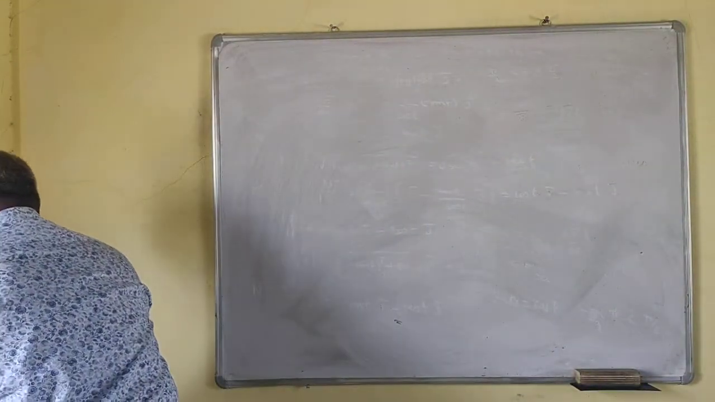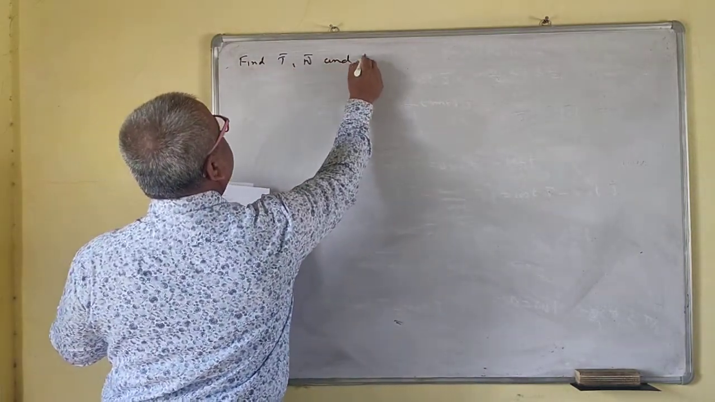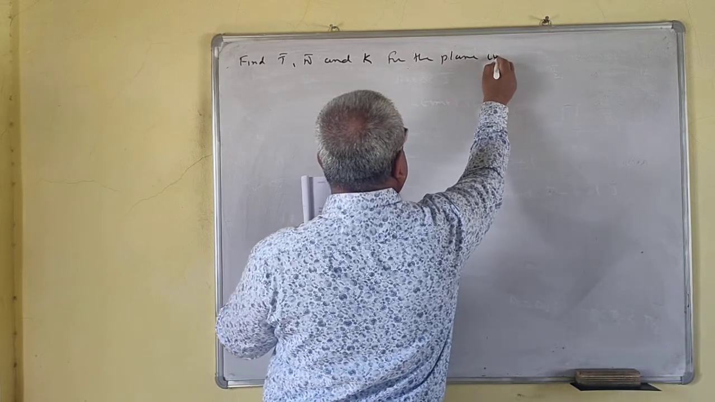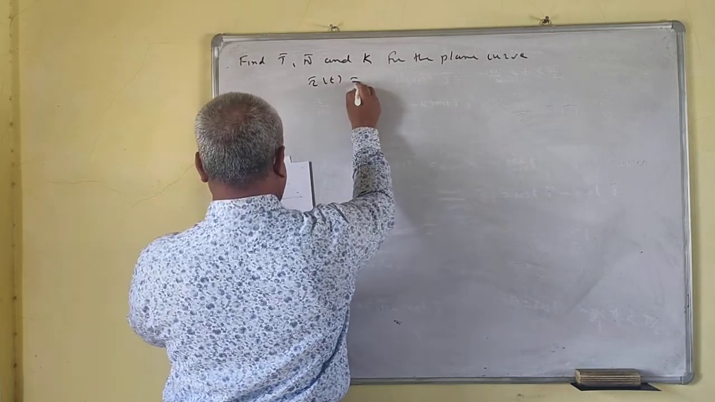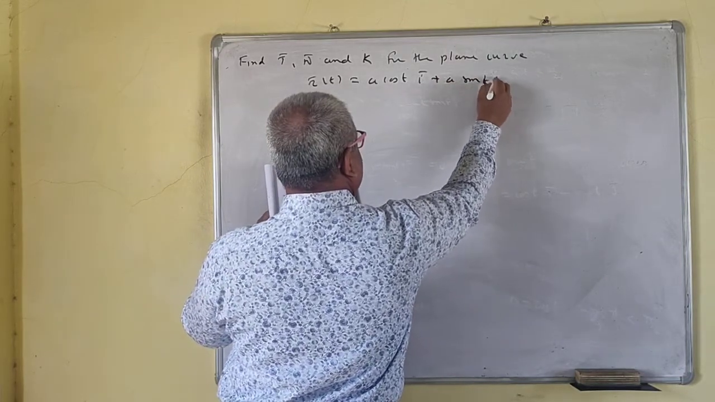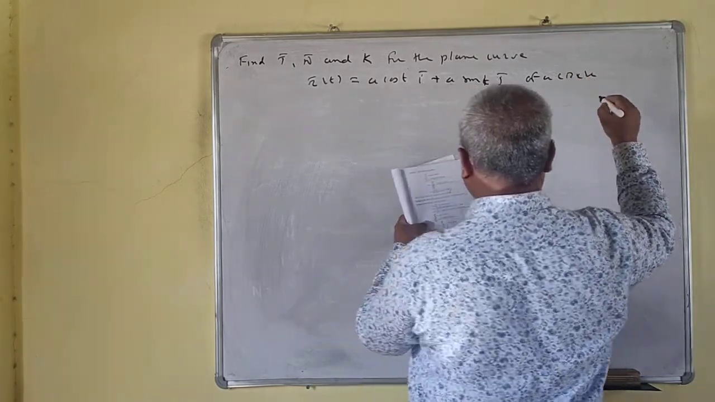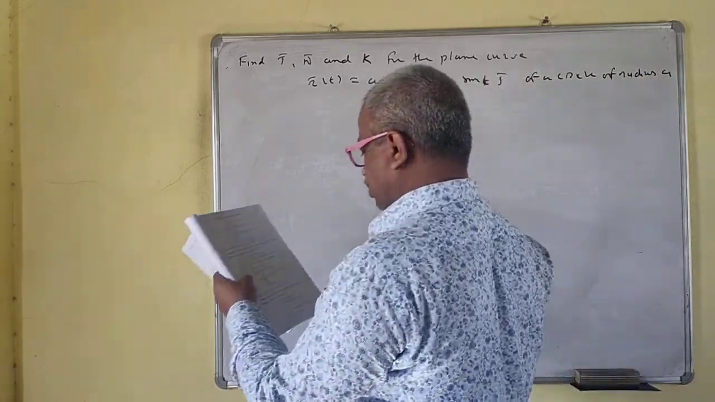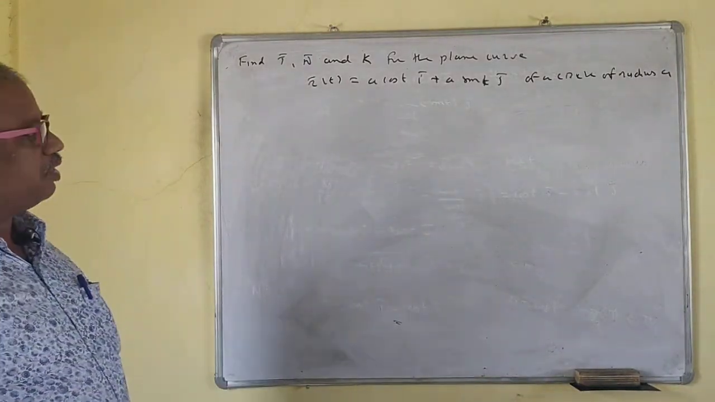Next, find T bar, N bar and K for the plane curve r bar of t equals a cos t i bar plus a sin t j bar, of a circle of radius a. Radius a is given, that means a is positive.